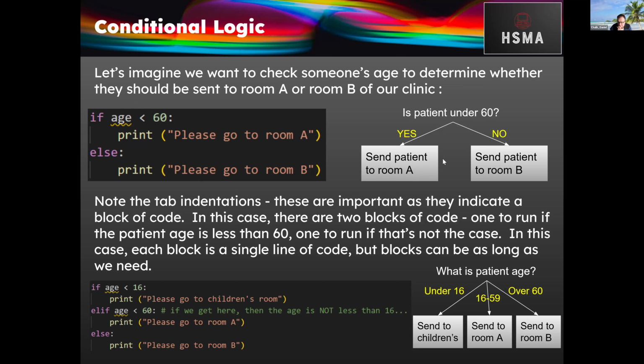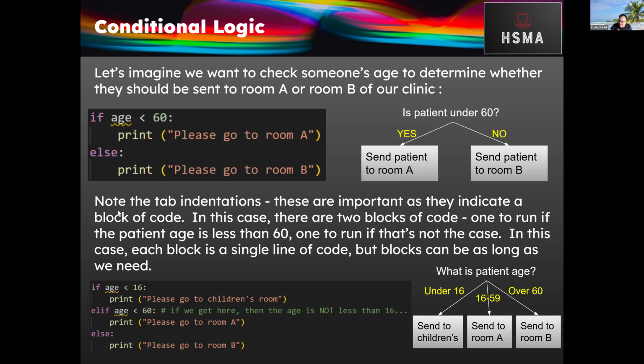Now you can also do multiple checks at the same time within an if statement. So it might be that we want to check the patient's age and we want 3 different scenarios. If they're under 16, then we'll send them to children's. Otherwise, if they're between 16 and 59, then they'll go to room A. And if they're over 60, then they'll go to room B. And we can do that by using the elif statement.